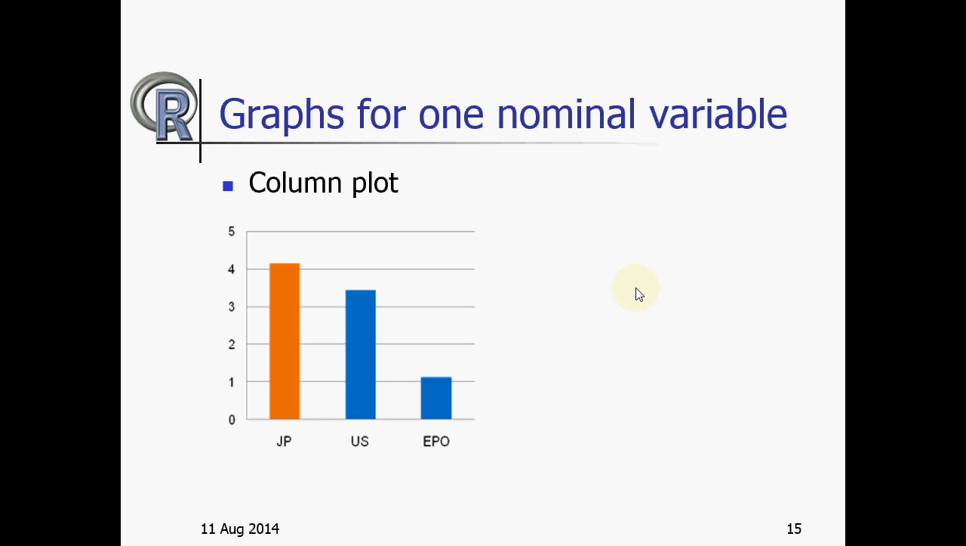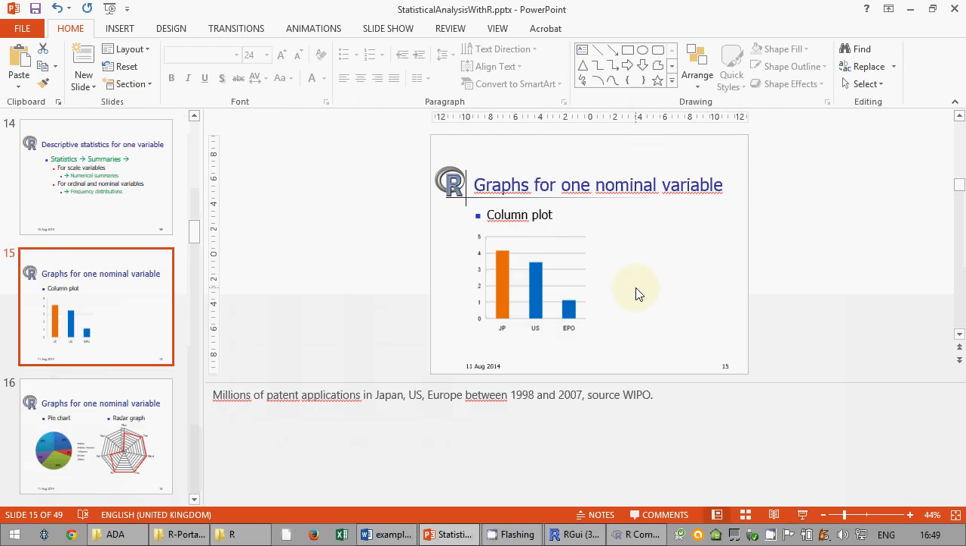Graphs for one nominal variable. Okay, let's start here with a sort of theoretical thing. Which graph do we have available for one nominal variable? Well, the basic one, the one that you should use unless you have very, very good reason for using another one, is the column plot. There is no discussion on this. This is an example of a column plot. It's millions of patent applications in Japan, US, and Europe between 1998 and 2007, if you're curious.